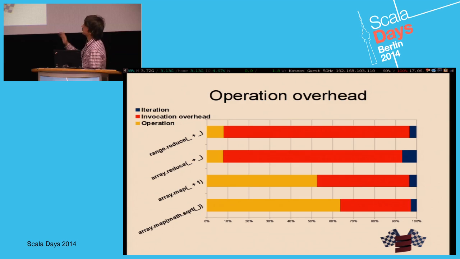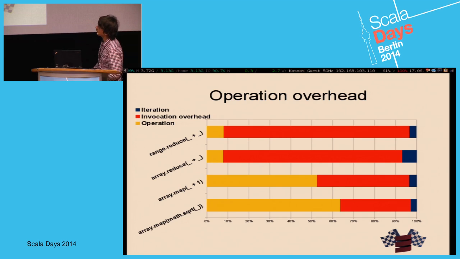Here, in red, you can see the invocation overhead. It's almost the same for most collections, because in almost all the examples I've shown you, the overhead is due to boxing. Iteration for ranges is the smallest one, while for arrays it is the same. The thing you are actually interested in is this yellow part. The bigger the yellow part, the more time Scala collections spend actually performing the operation you requested.